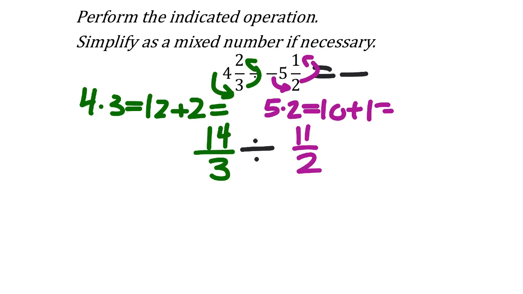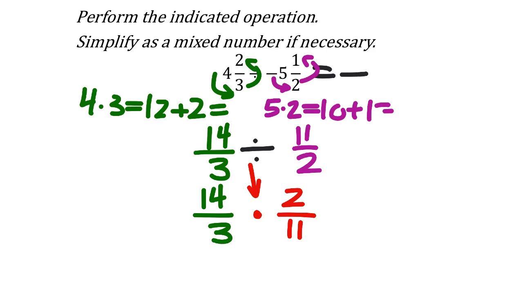Now that I have both these as improper fractions, now I will change the operation to multiplication and reciprocate the fraction, 11 halves to 2 elevenths. So I got 14 thirds times 2 over 11. I don't see anything that can be cross-simplified. So again, I'm just straight multiplying the numerators. 14 times 2 is 28. And multiplication of the denominators, 3 times 11 is 33.